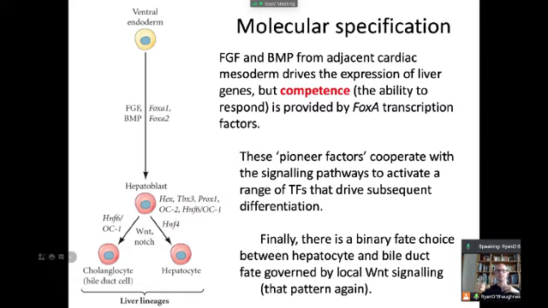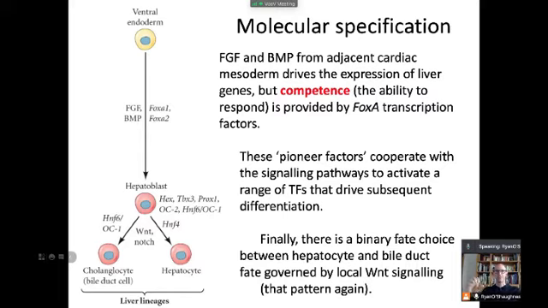But the competence, the ability to respond to these genes, is provided by the FOXA transcription factors. These pioneer factors cooperate with the signaling pathways to activate a range of transcription factors that drive subsequent differentiation. Finally, there's a binary fate choice between the hepatocyte and the bile duct governed by local Wnt signaling. So again, we get Wnt signaling and Notch signaling defining specific tissue fate.